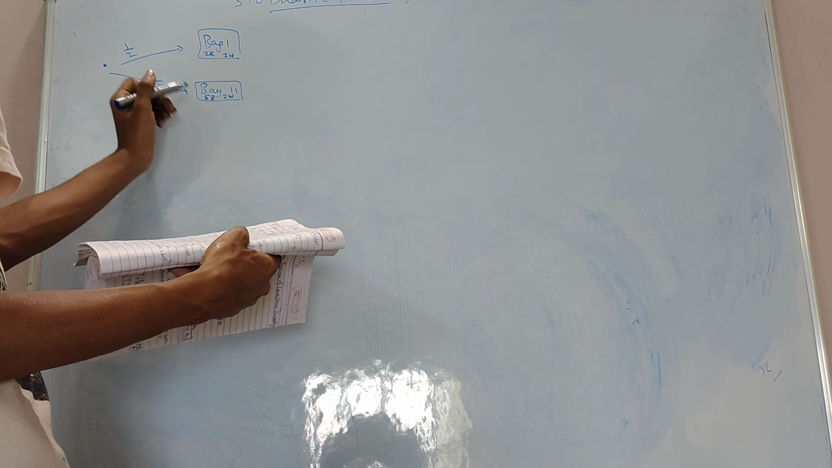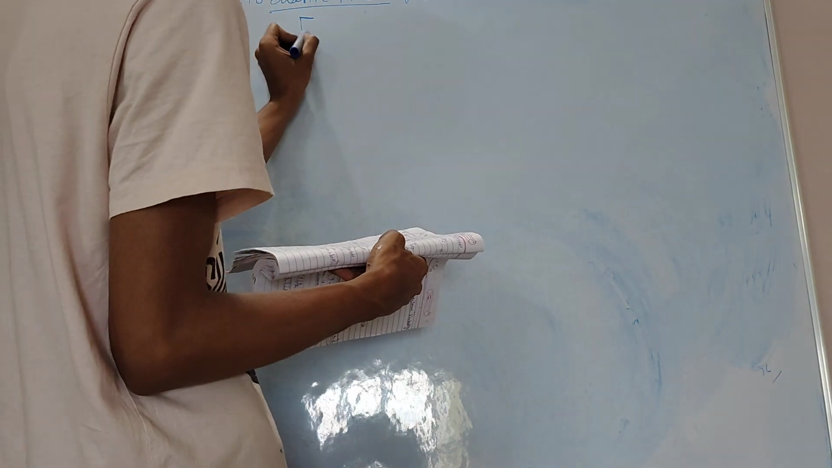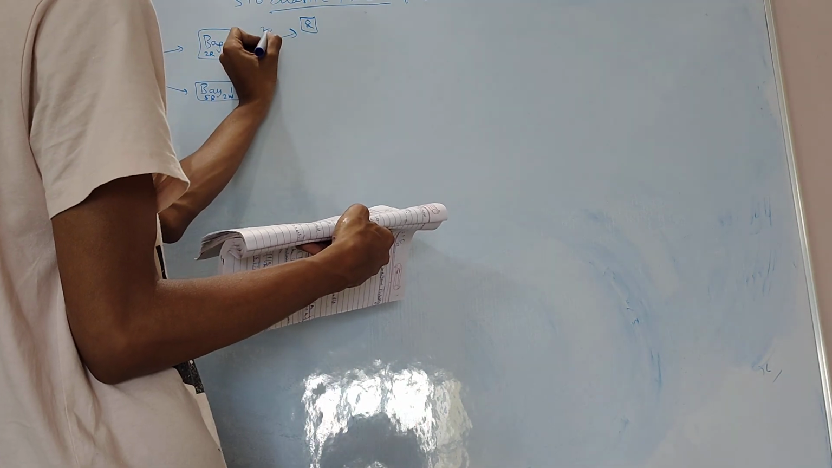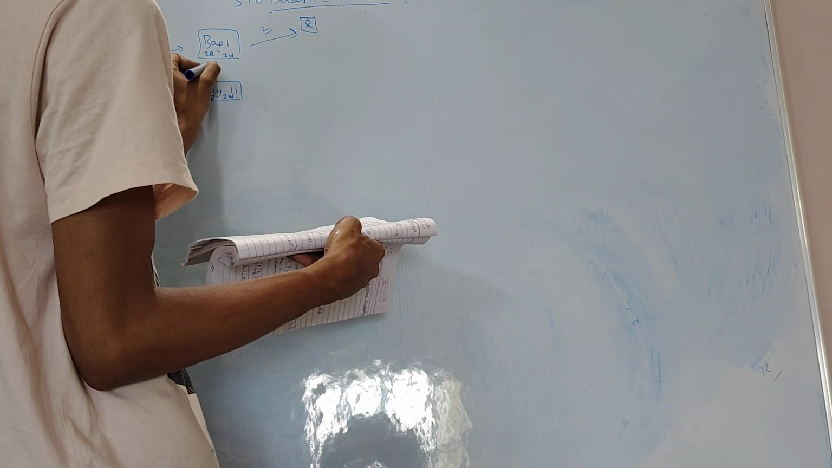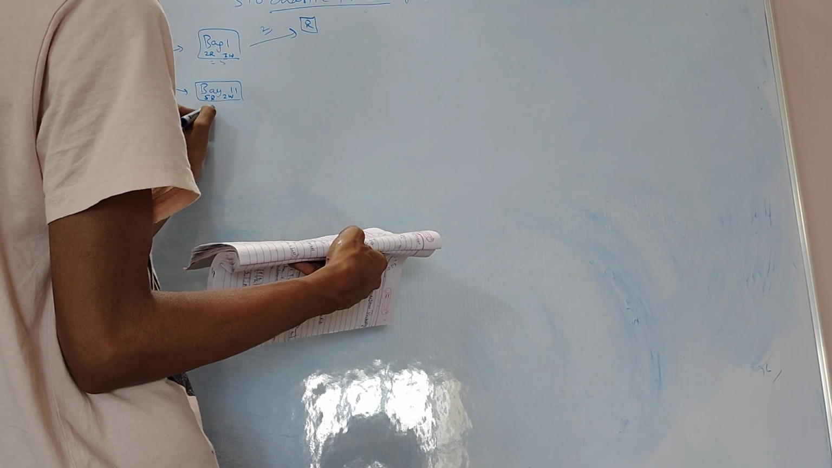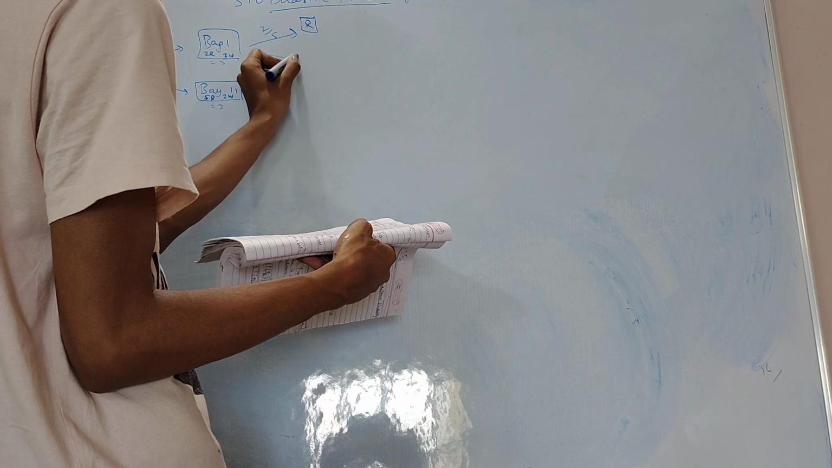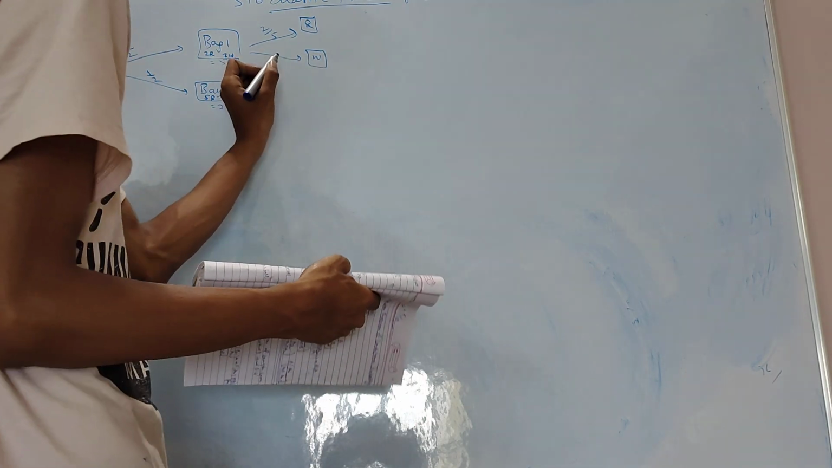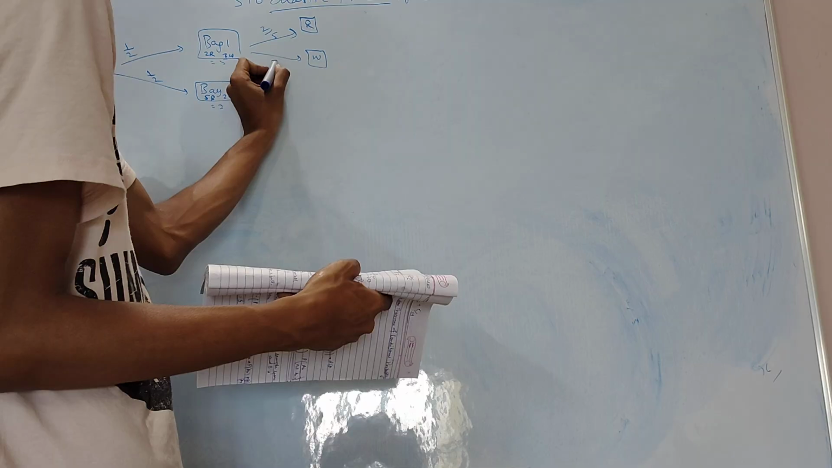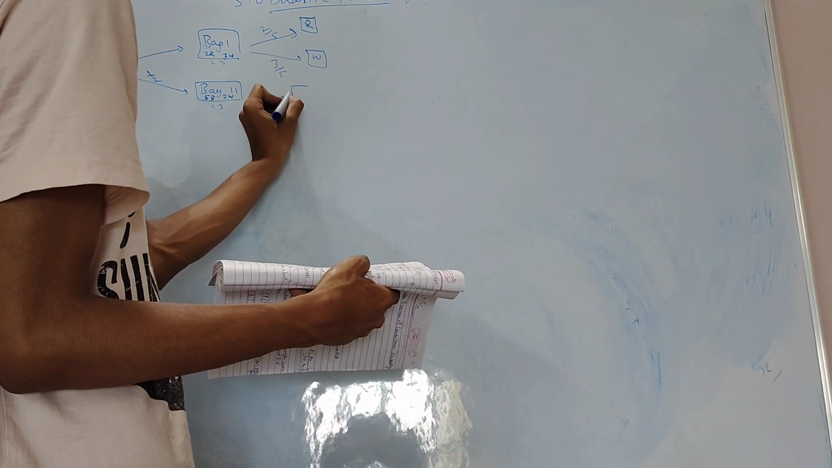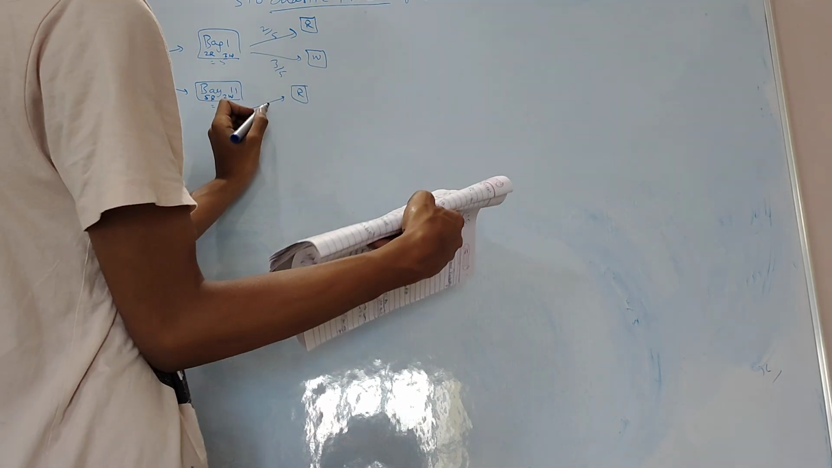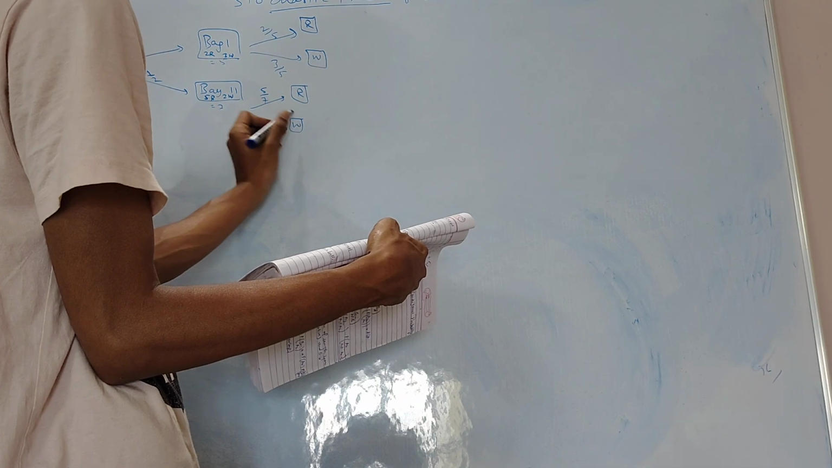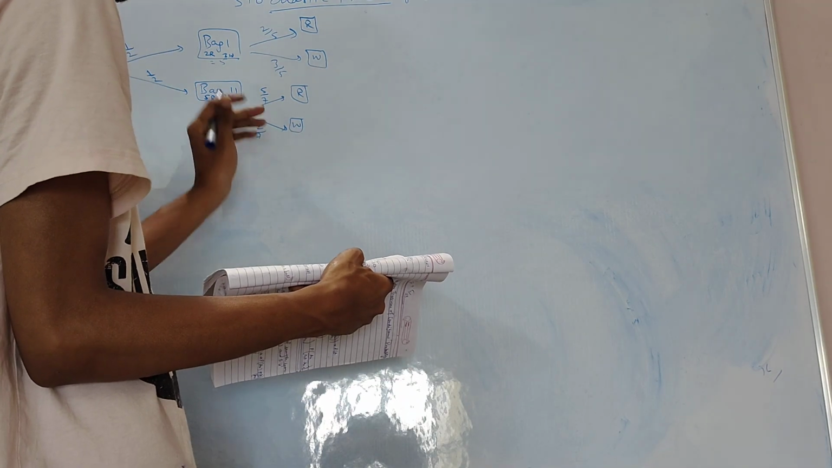And then the probability of red from bag 1 will be 2 by 5, because the number of balls in this case is 5. The probability of getting a white ball from bag 1 will be 3 by 5. Similarly here, the probability of getting a red ball from bag 2 will be 5 by 7, and the probability of getting a white ball from bag 2 will be 2 by 7.